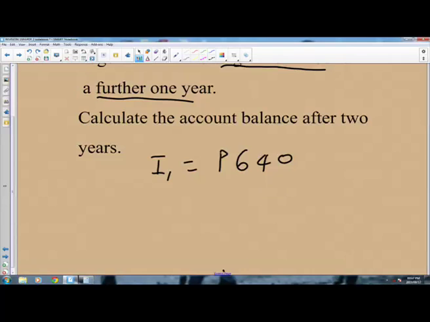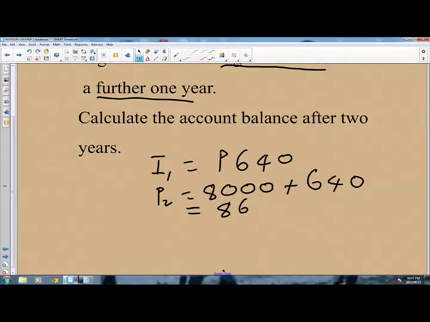And the principal amount for the second year, which I want to term P2, will be 8,000, because that is the amount that we started with, plus 640, and this will give 8,640.